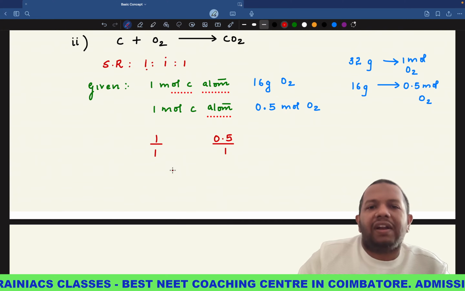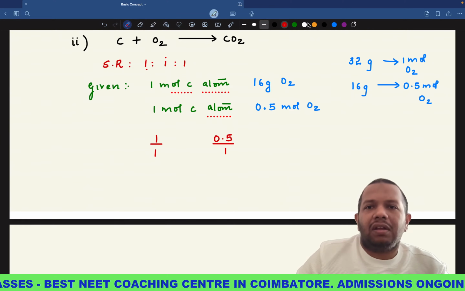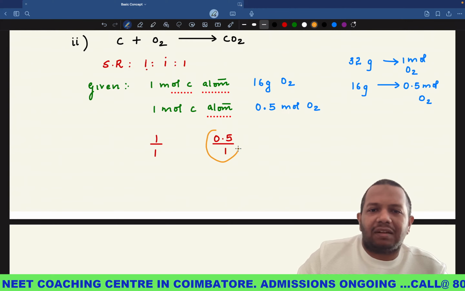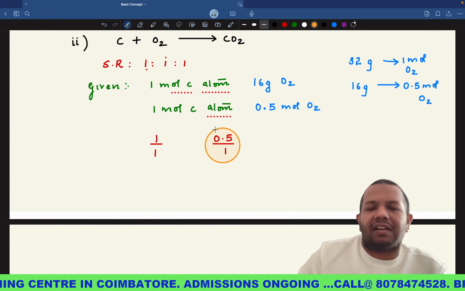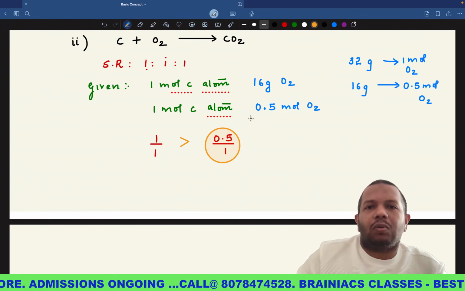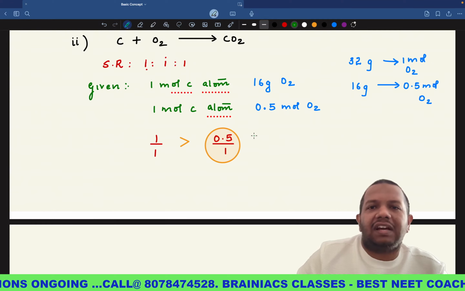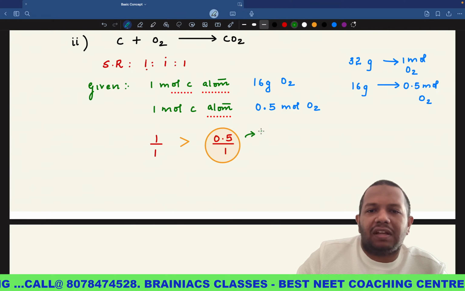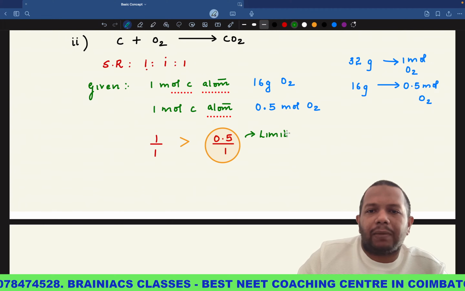Okay, once you have divided, check which is the lesser number. So I can see this is the lesser number here. Okay, this is the lesser number after division. So I can put it like this. This is greater. So which one is the lesser number? That one is the limiting reagent. So this is the limiting reagent here.